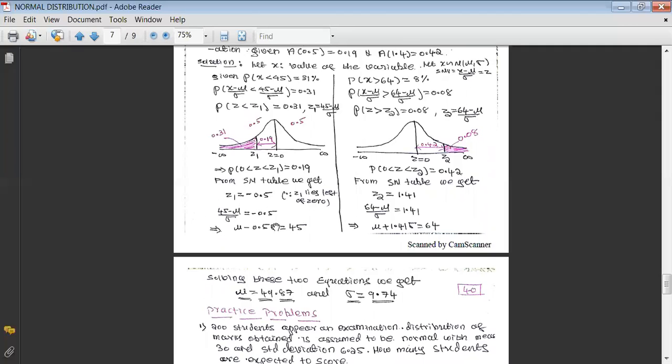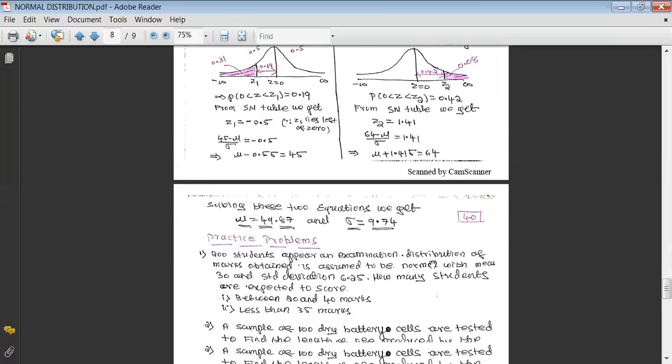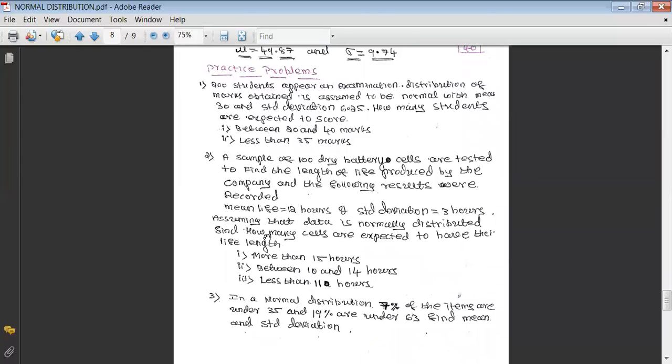If you rewrite by cross multiplying, we get this. Now as there are two unknowns, if we solve these two equations using a calculator, we find mu as 49.87 and sigma as 9.74. Using these two simultaneous equations and solving them, we get the mean as 49.87 and the standard deviation as 9.74. And these are some of the practice problems we try to work out.